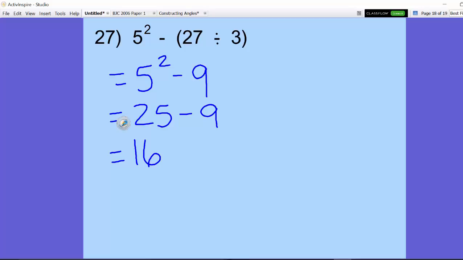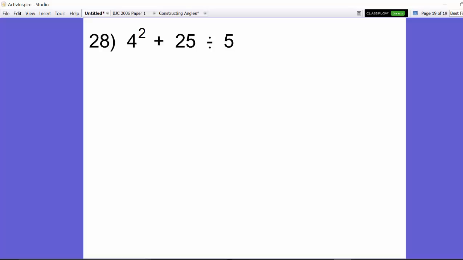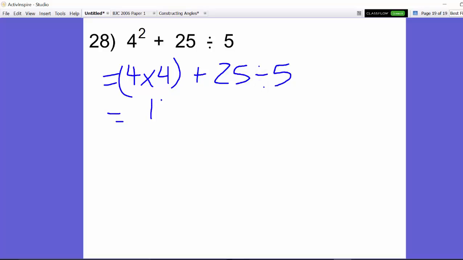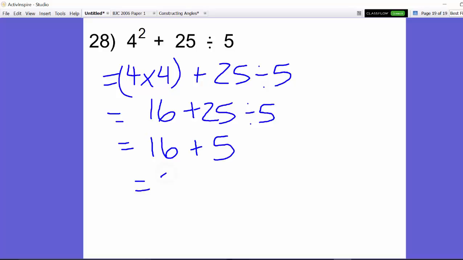And our final question, we have 4 squared plus 25 divided by 5. There are no brackets, so we're going to work our exponent first. 4 squared is the same as saying 4 times 4 plus 25 divided by 5. 4 times 4 is 16 plus 25 divided by 5. Now we're going to divide. 25 divided by 5 is 5. So we're left with 16 plus 5. 16 plus 5 is 21.